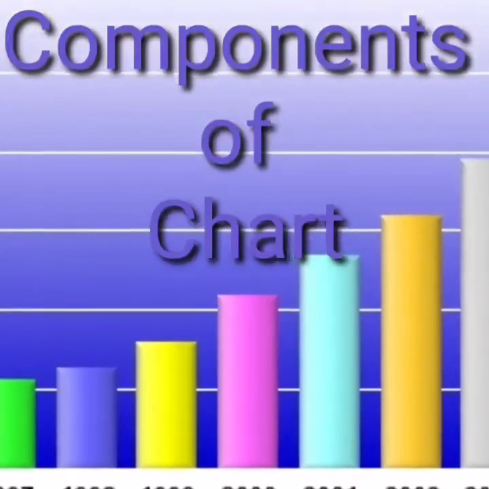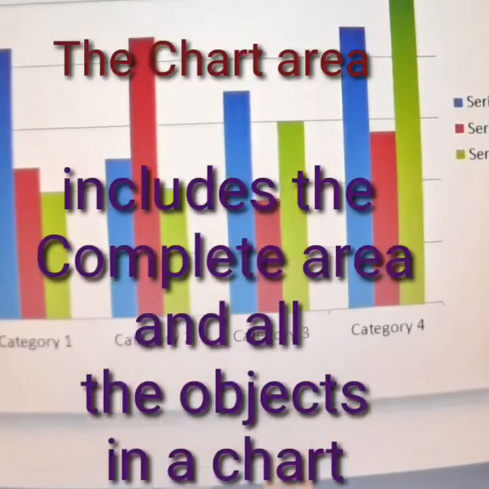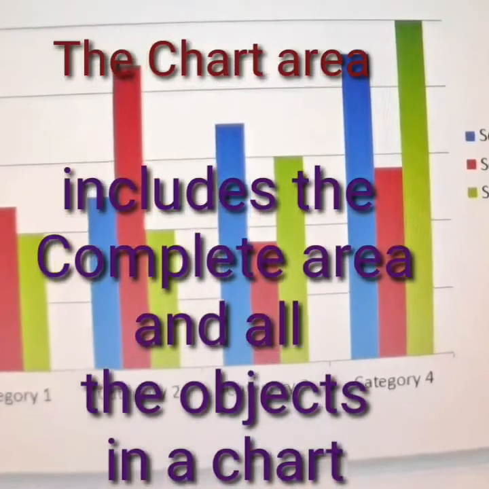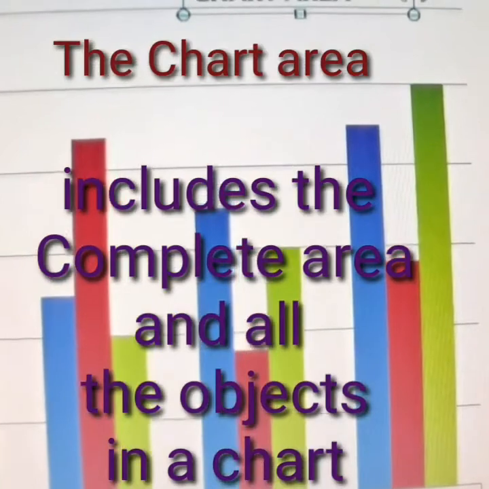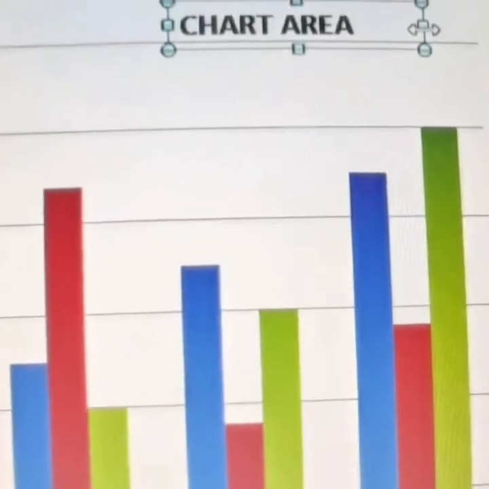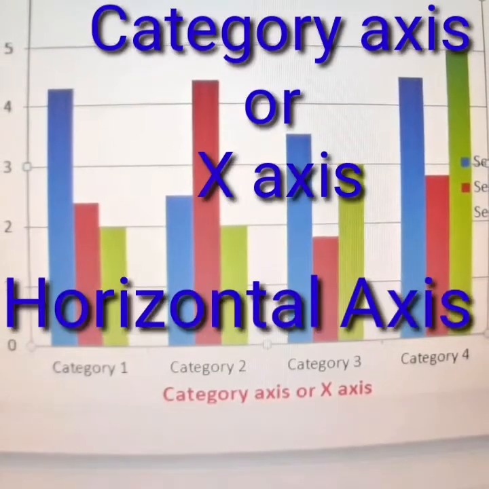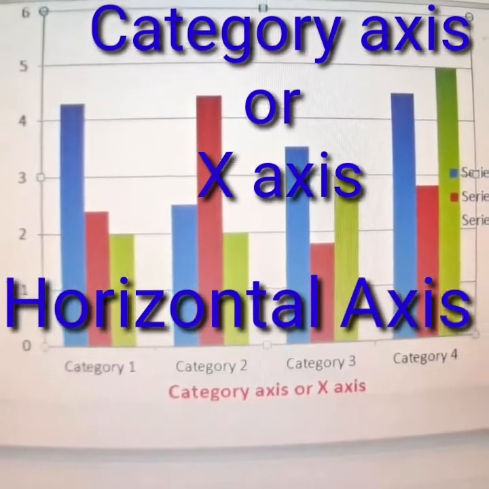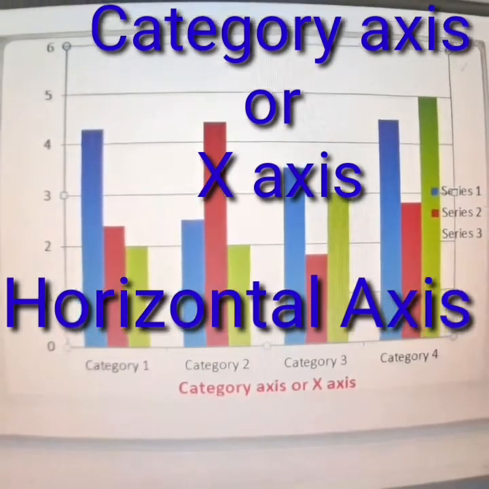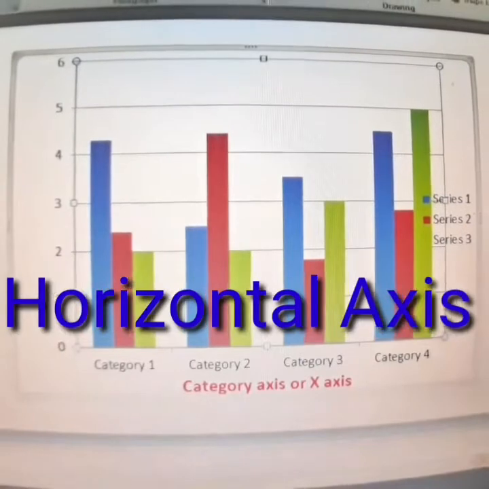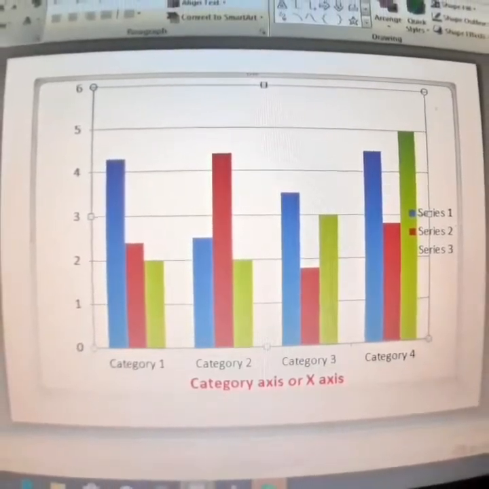Now, components of a chart. First is the chart area. The chart area includes the complete area and all the other objects in a chart. Second is the category axis. It is also called the x-axis, which stands horizontally. That means the horizontal axis is called the category axis.